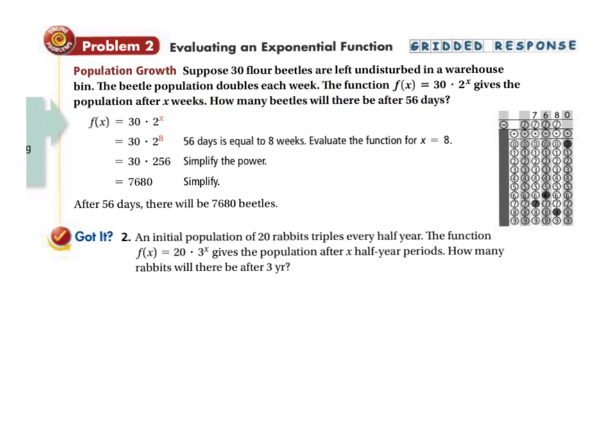Notice this is weeks here, so you have to turn that 56 days into 8 weeks when we think about the problem. So pay attention for little things like that that I try to catch you up on. So we have f of x equals 30 times 2 to the x. Plug in that 8 weeks because 56 days is 8 weeks. And we get 7,680. So at 56 days, there will be 7,680.